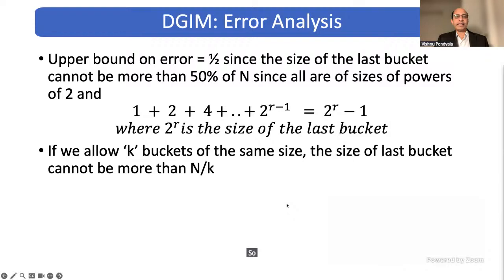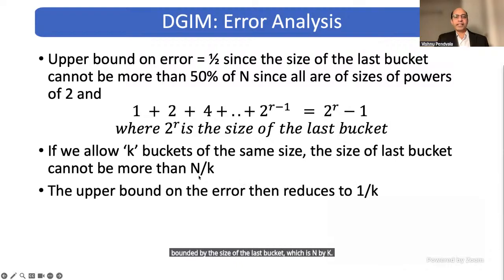So if we allow k buckets of the same size, so here we allowed only 2 buckets of the same size, but if we allow k buckets of the same size, the size of the last bucket cannot be more than n by k, right? Even assuming that all the n bits are fitted into k buckets, they cannot be more than n by k. So the error is bounded by the size of the last bucket, which is n by k. So that is like 1 by k times the total size, 1 by k percent of the total size, right? So that is the upper bound on the error.